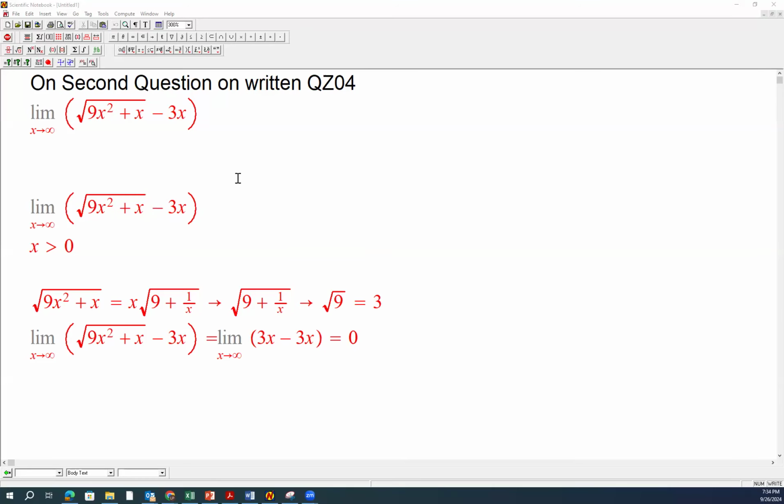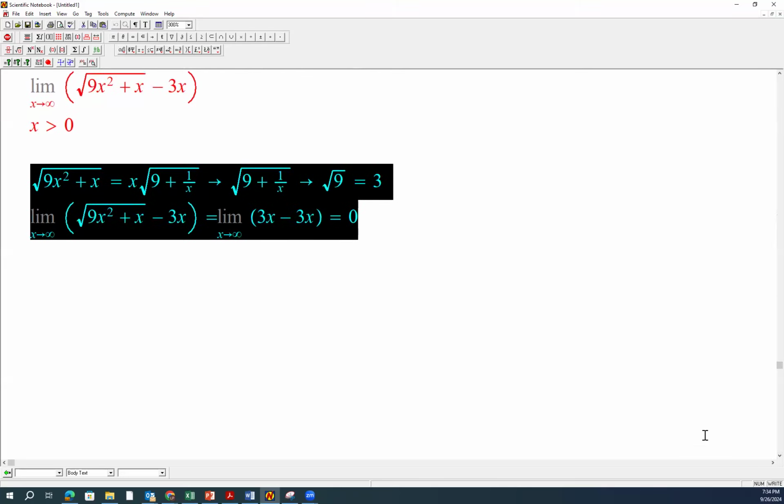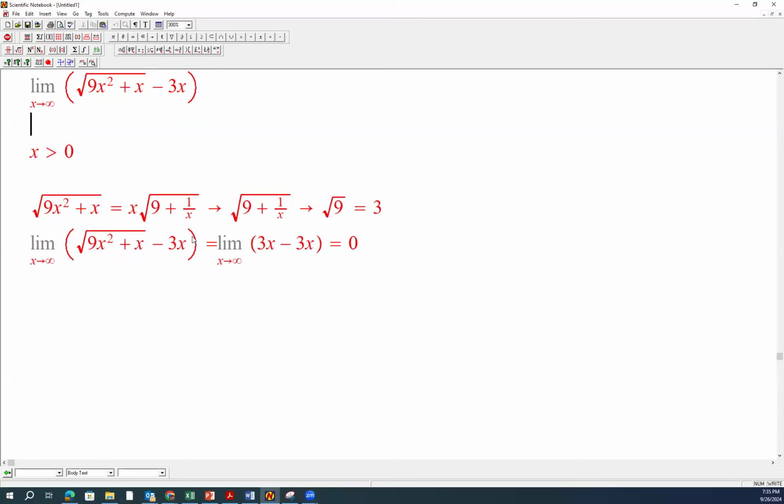Hello, everyone. I wish to take this time to explain the second question of quiz number 4. The first one was just posted, the second question. And I saw several people do it in this way of a sort. It is wrong. Why is it wrong?